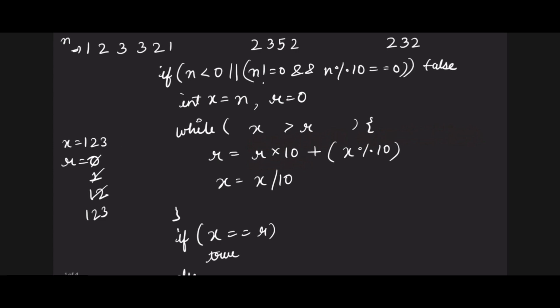Then we'll check, is x greater than r? Now at this point, our x is not greater than r because they are equal now. So this will stop. Now we are checking, is x equal to r? Yes, it is 123, 123. So we'll return true, right?